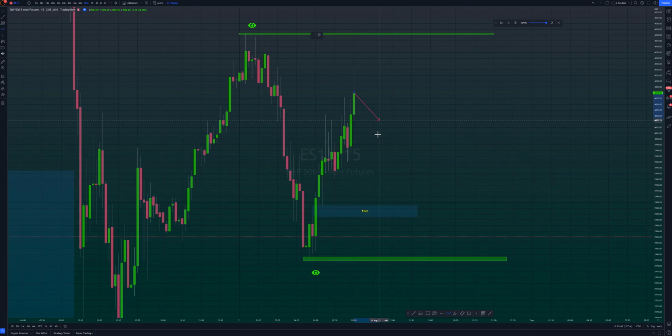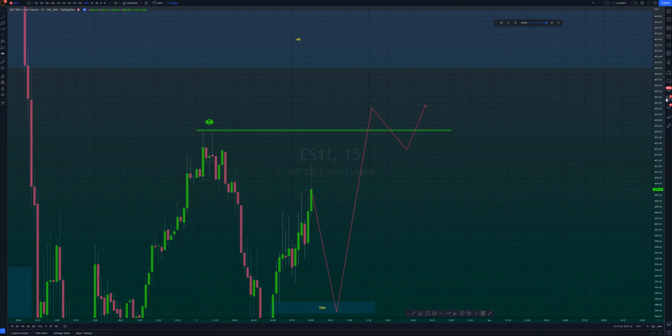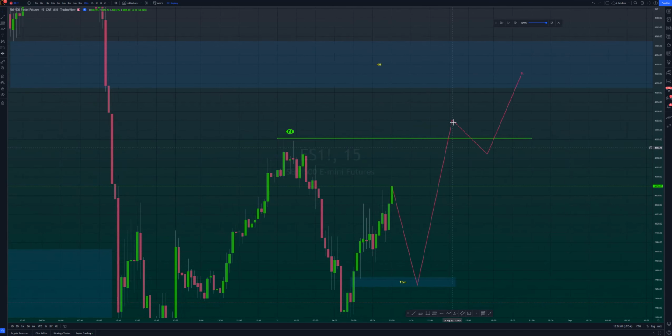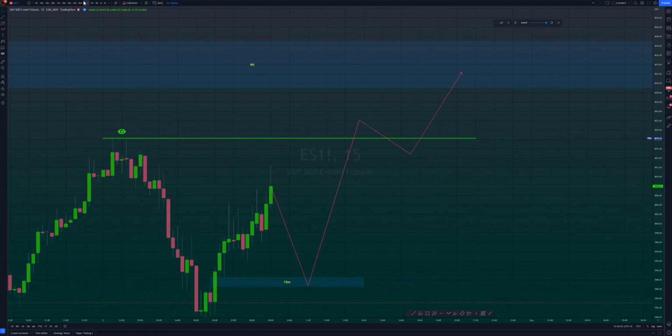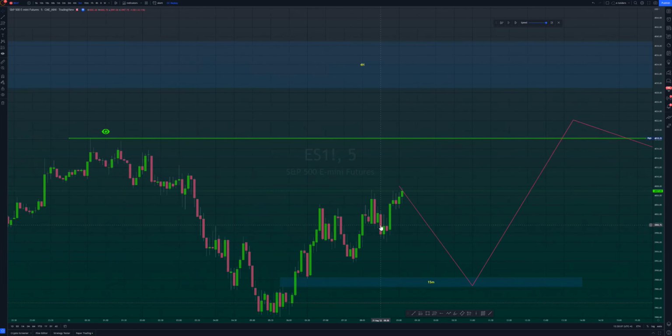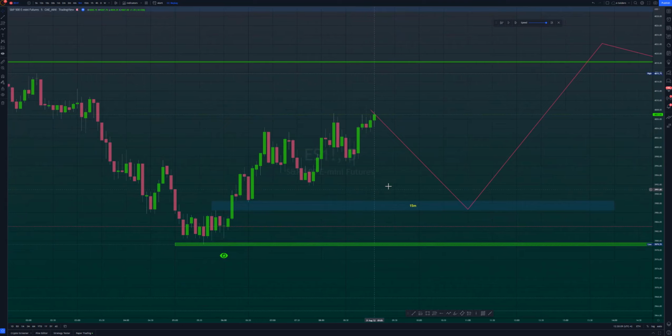So maybe something like this, maybe continuing up. But this is not in my interest. I'm looking only for the clean moves. So let's see what the market is offering on the smaller levels, smaller time frames.